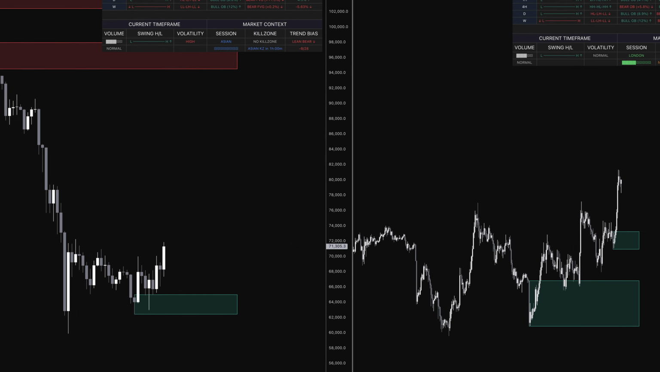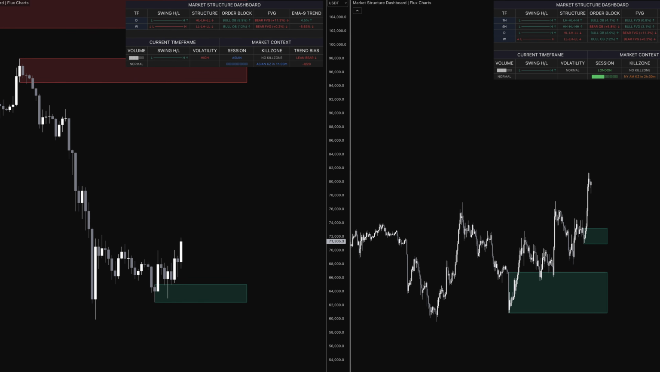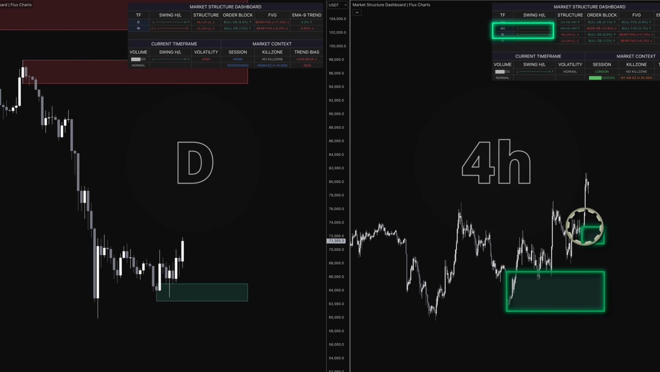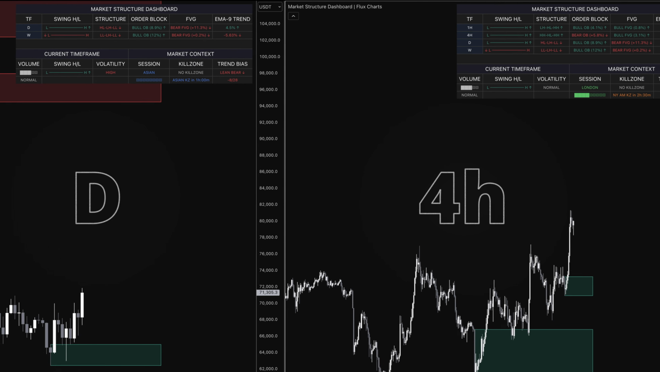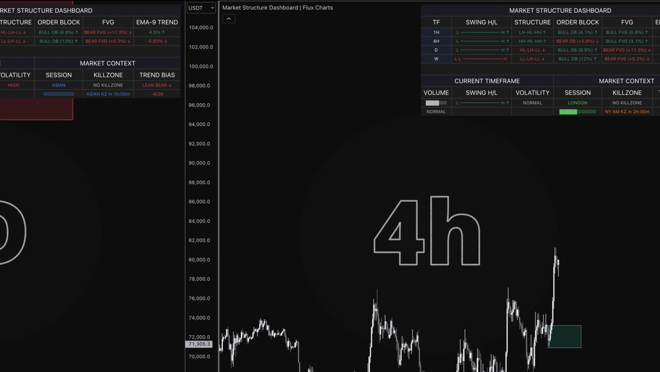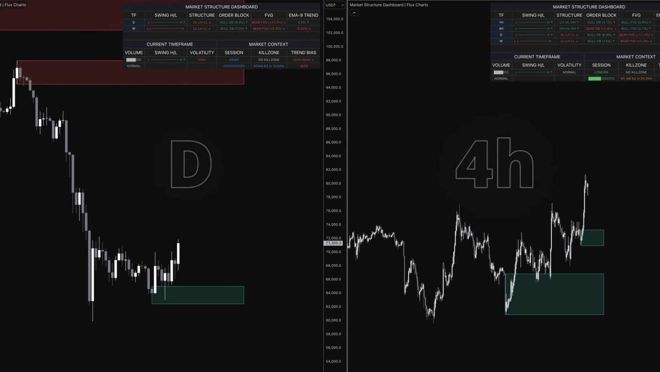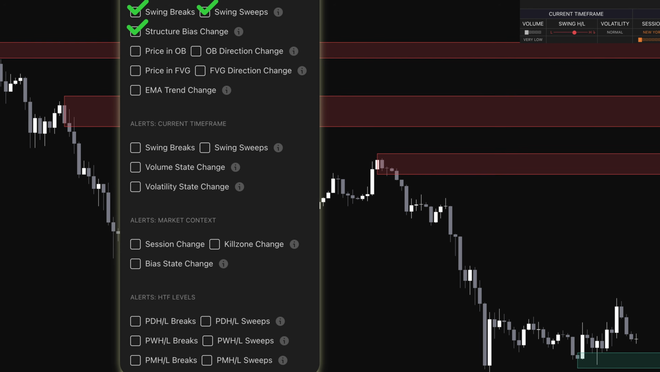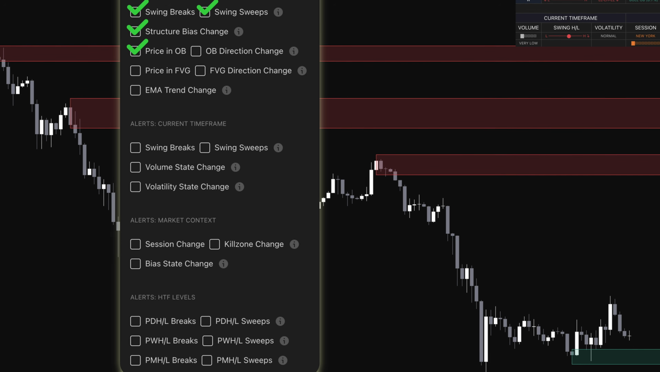The most practical application is top-down confluence stacking. A trader might wait for the daily and 4-hour timeframes to show aligned bullish structure with a nearby bullish order block, then drop to a lower timeframe for an entry trigger when the bias panel confirms the same direction. The kill zone column adds timing awareness, and the bias score gives a quick directional summary without needing to scan each row manually.